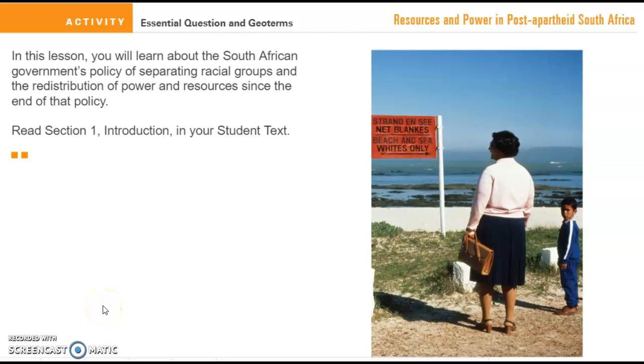Hi kiddos, welcome to lesson 2 of the Apartheid of South Africa. So what we're going to be doing today is you're going to be learning about the resources that attracted Europeans to South Africa, and you're also going to learn about the system that was implemented there to separate whites and non-whites in all aspects of their life.